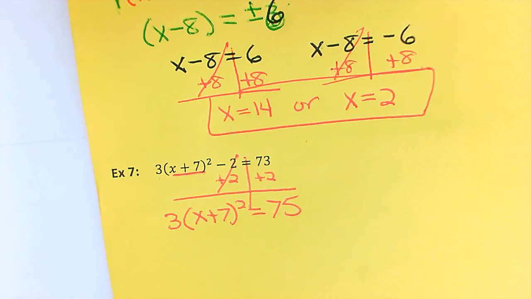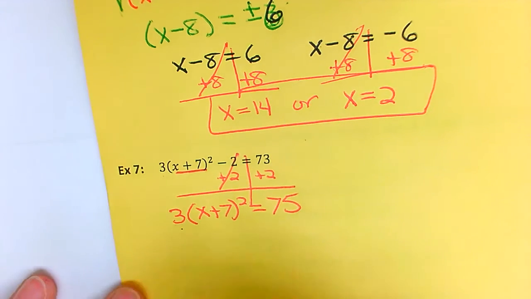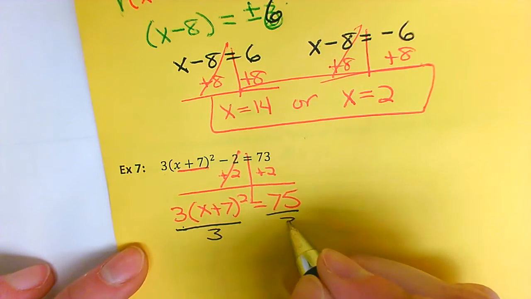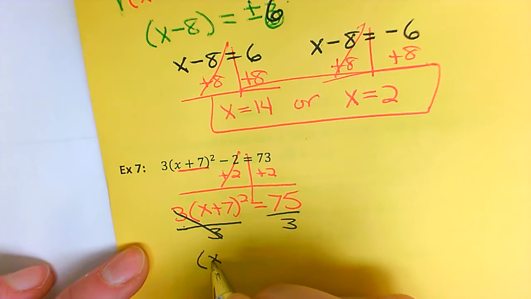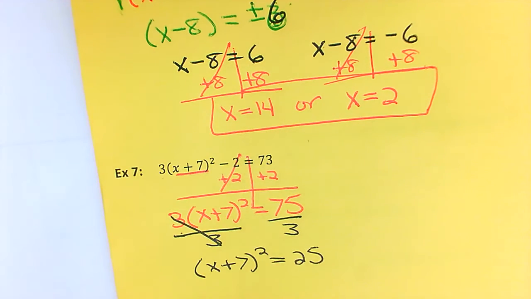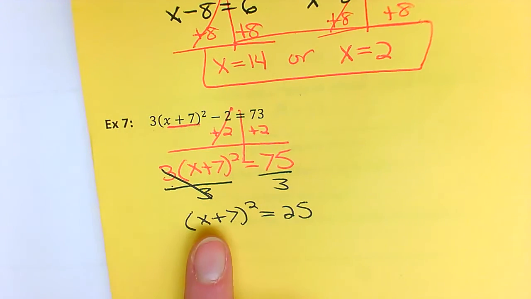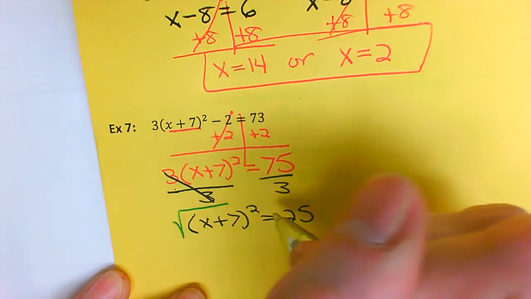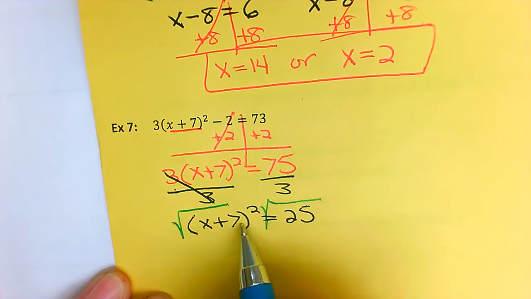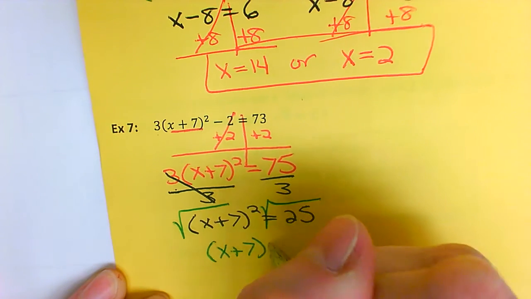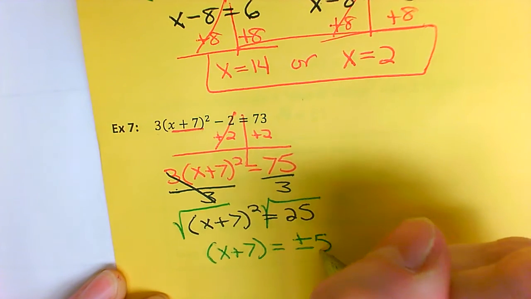Now I still have a number on the outside of the parentheses, this 3. It is attached, which means it's multiplied, so let's divide to get rid of it. That's going to give me x plus 7 squared is equal to 25. Now on the left side, all I have is my parentheses being squared, so I need to take the square root of each side of the problem. This thing is going to get rid of the exponent, and now I've just got x plus 7 is equal to a positive and a negative 5.